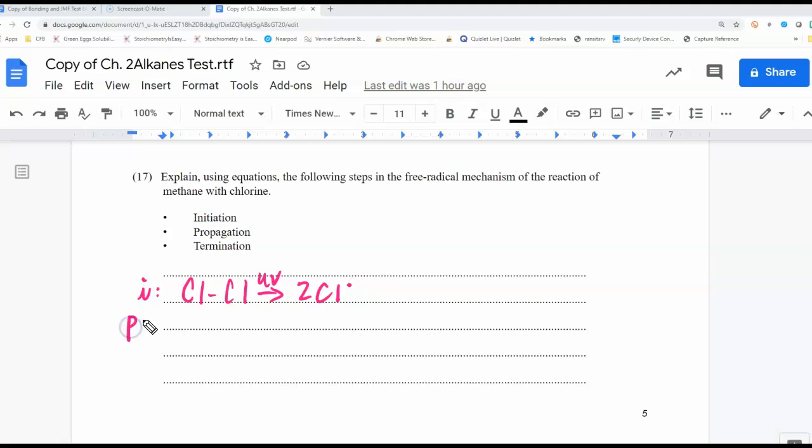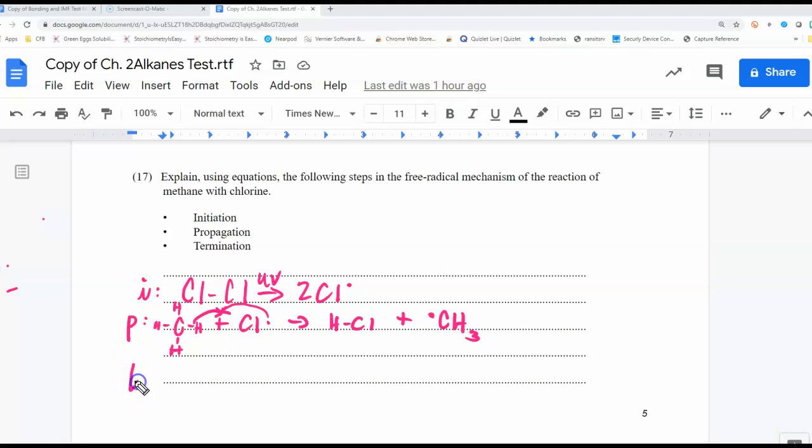And then our propagation step is pretty much any step that involves the creation of another radical. So then we're going to have a chlorine radical that can now attack the methane. And so we have some methane here with CH4. So we're going to have 4 H's all the way around it. And so we're going to end up with making HCl because we're going to break the H off. So these two are going to get together, and then what we're going to be left with is a CH3 radical. Okay, so that's our propagation step.